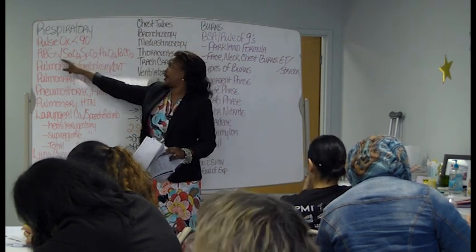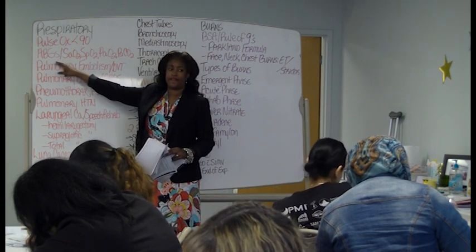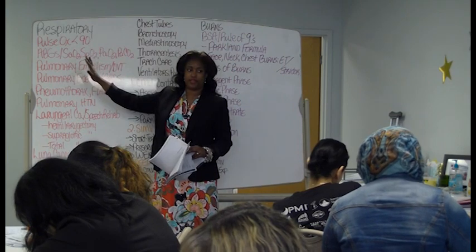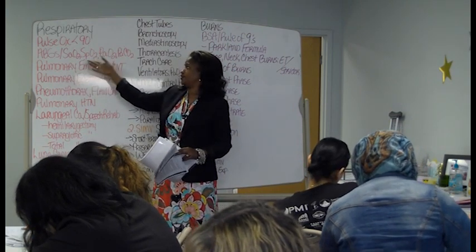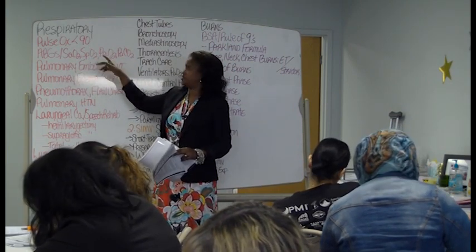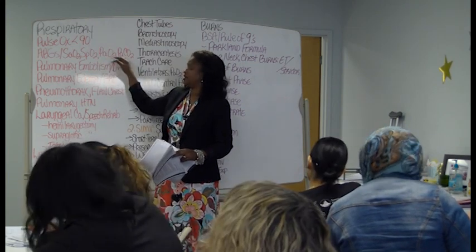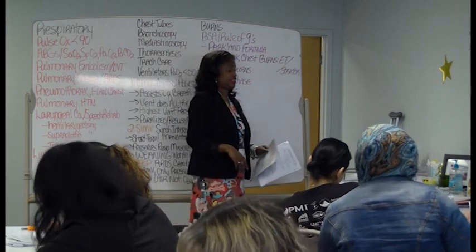Then I want you to write ABGs. SaO2, skip a little space. SpO2, skip a little space. PaO2, skip a little space. And PaCO2.